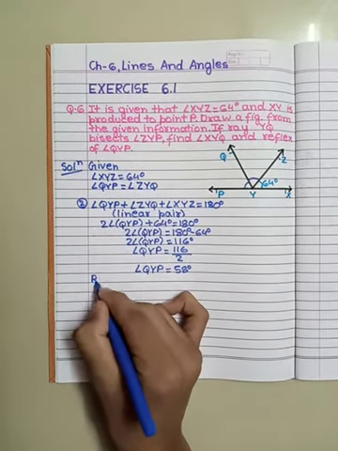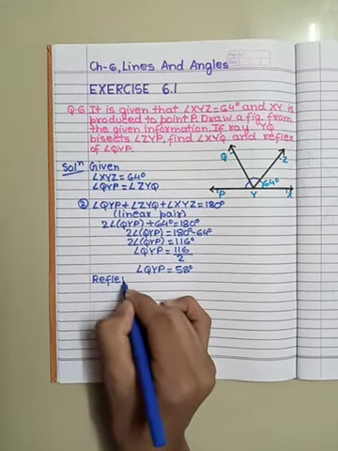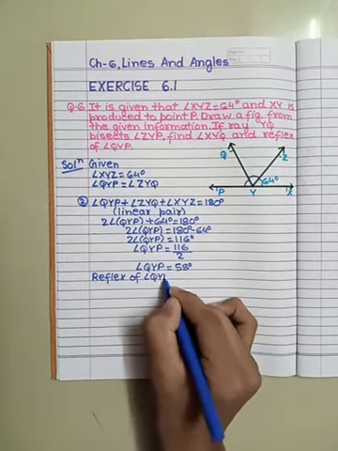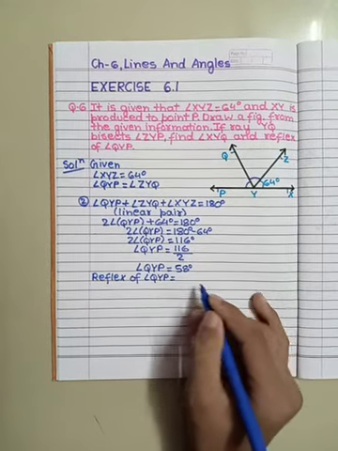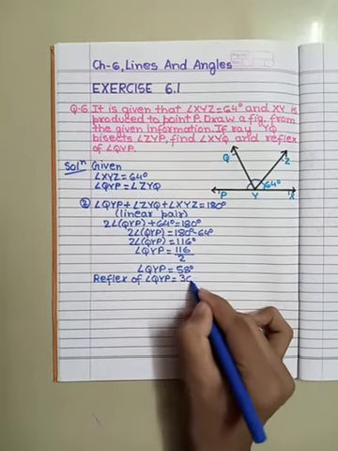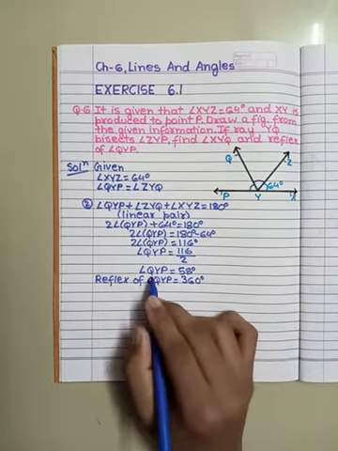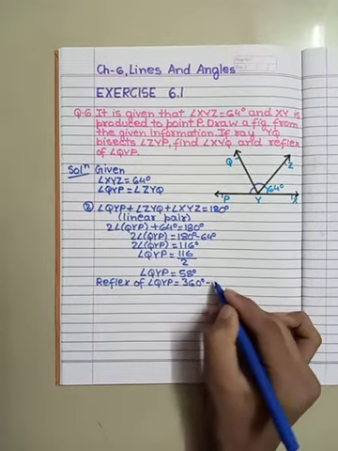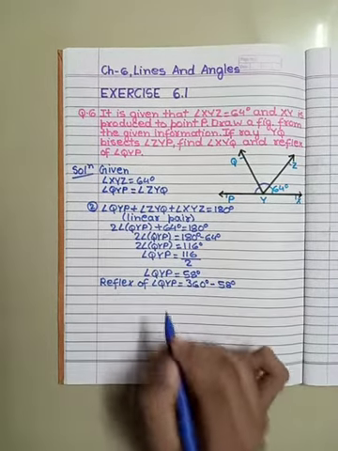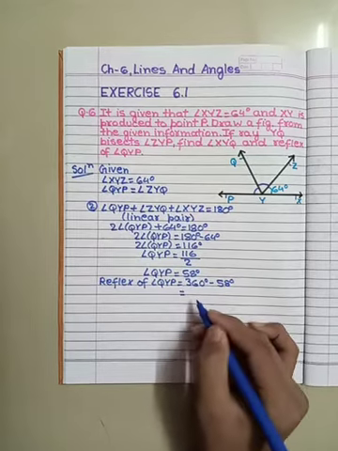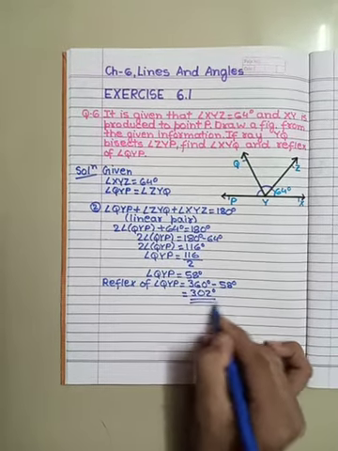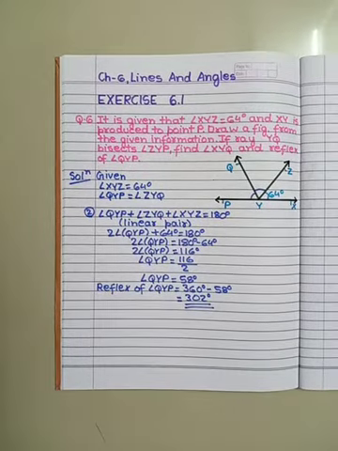So reflex of angle QYP will be equal to 360 degrees, that is the complete angle, minus the measure of angle QYP. So that is 58 degrees. So the reflex of angle QYP will be equal to 302 degrees. So in this way we have found the second part of the question.